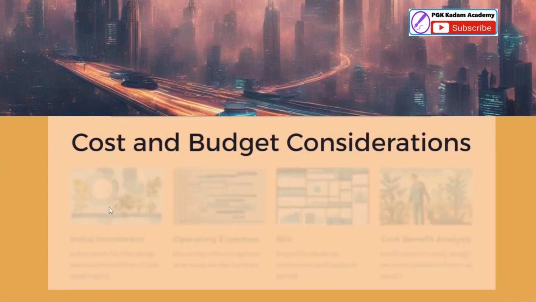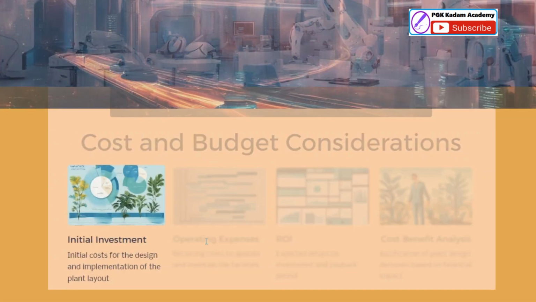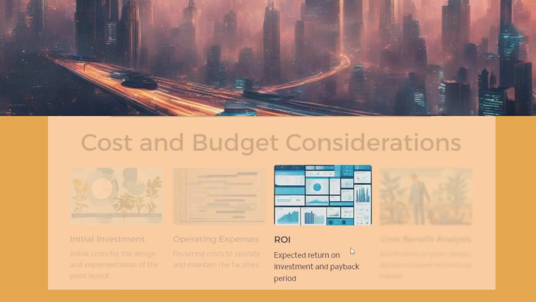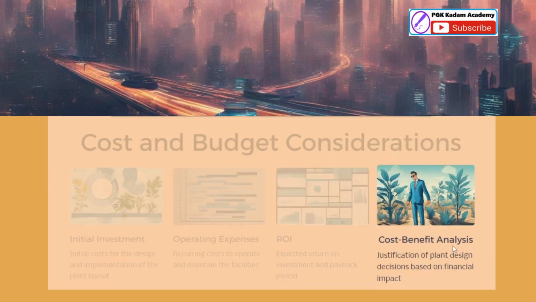Next, cost and budget considerations as a factor involve the following. Initial investment. Initial costs for the design and implementation of the plant layout. Operating expenses. Recurring costs to operate and maintain the facilities. ROI. Expected return on investment and payback period. Cost-benefit analysis. Justification of plant design decisions based on financial impact.